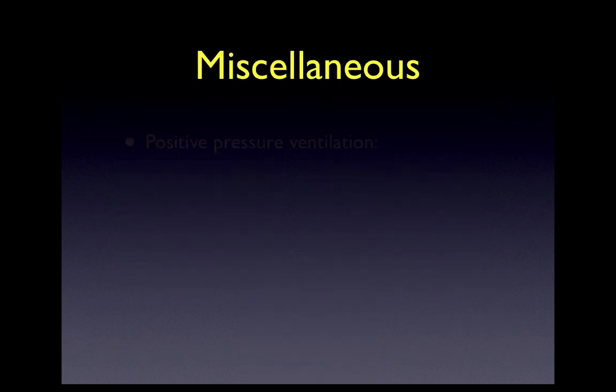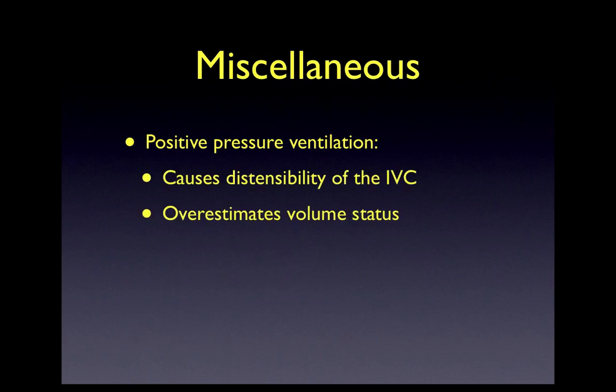Just a few miscellaneous points I want to mention. Please recall that positive pressure ventilation produces distensibility of the IVC. This will cause an overestimation of the patient's volume status. And also, it's good to note that if the patient is on positive pressure ventilation and their IVC metrics are consistent with hypovolemia, then that patient is profoundly hypovolemic.